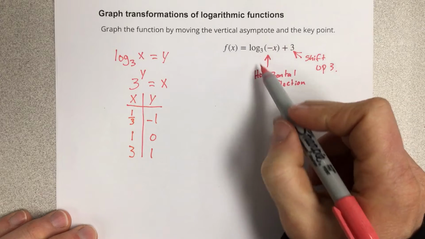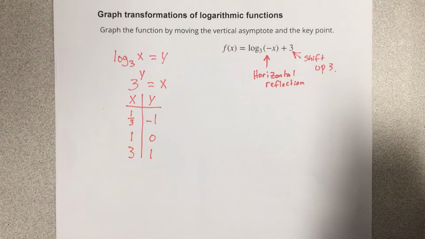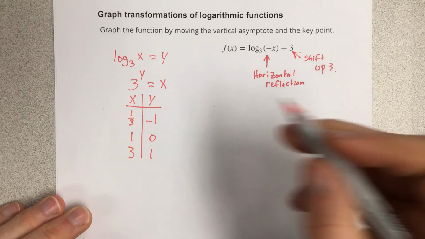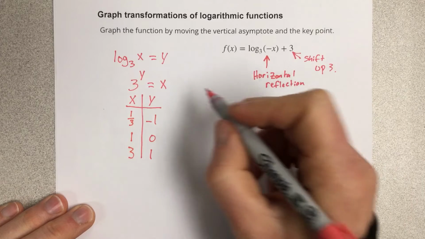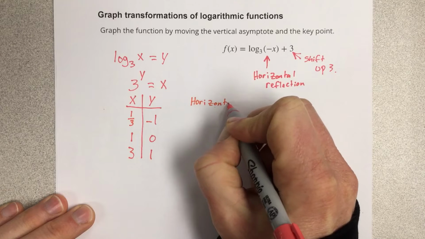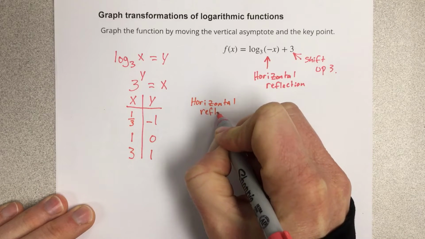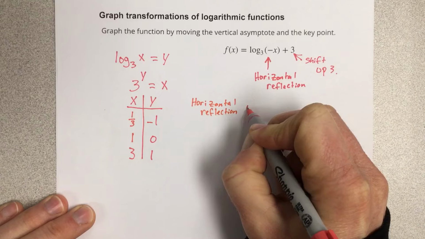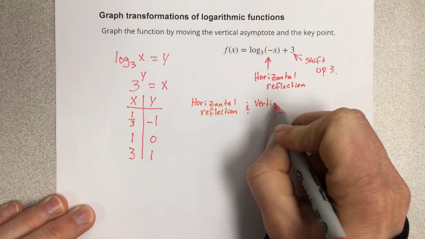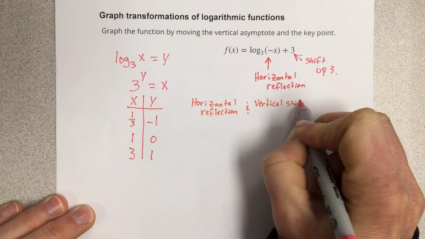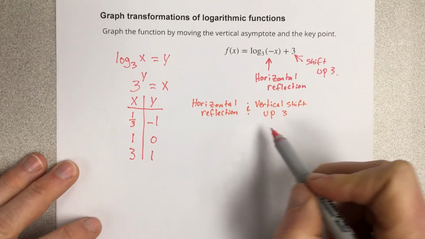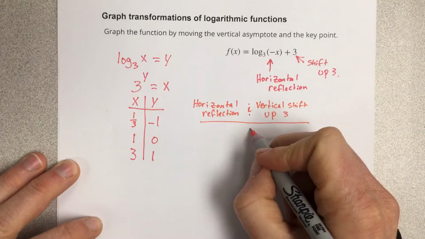And then I'm going to do the whole reflecting and shifting piece of this. So if I reflect something horizontally, what does that change? It's going to change the x values. So I'm going to write here that I have a horizontal reflection and a vertical shift up 3. So when I go and do both of these things, what's that going to change in my chart?